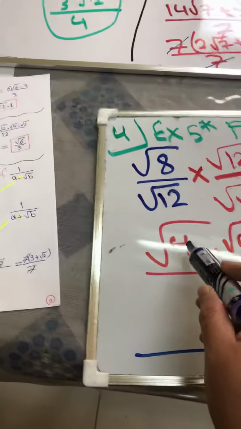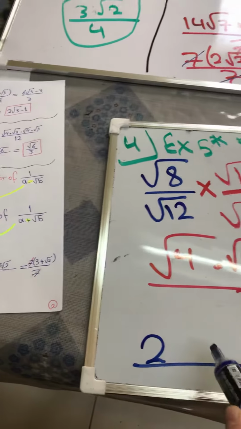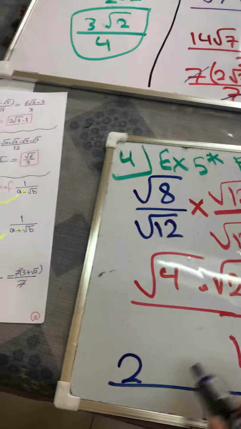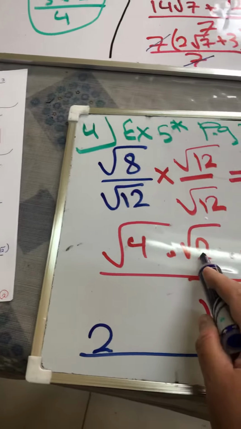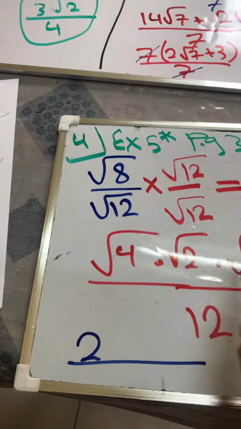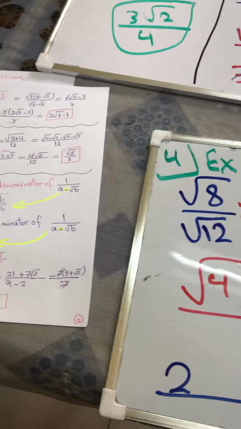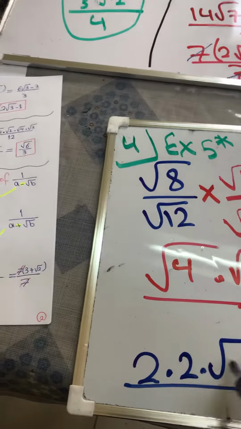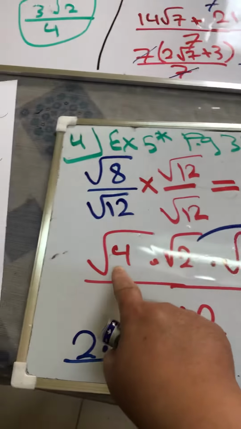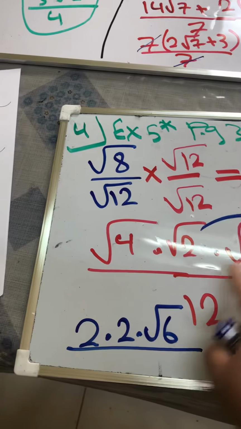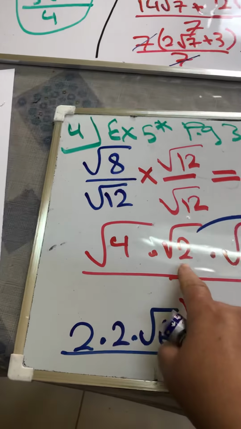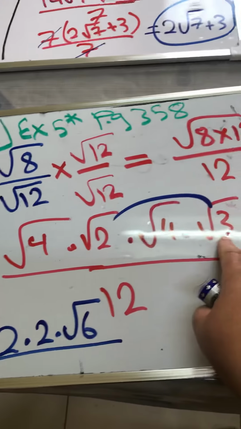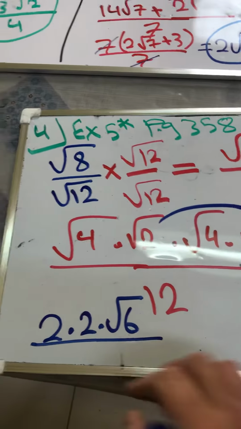Here, square root of 4 gives me 2. And the square root of 4 gives me 2. Square root of 2 multiplied by square root of 3 like this. Here gives me 2 and square root of 6. You understand what happened? The answer of square root of 4 is 2. Square root of 2 times square root of 3 equals square root of 6.